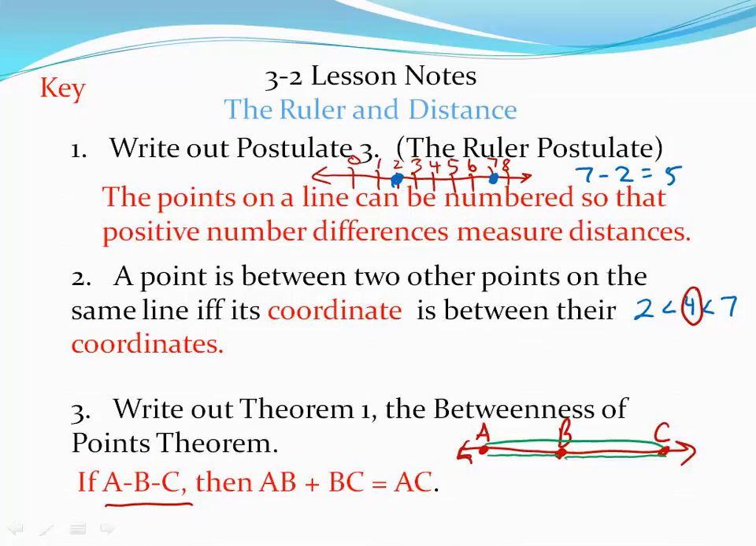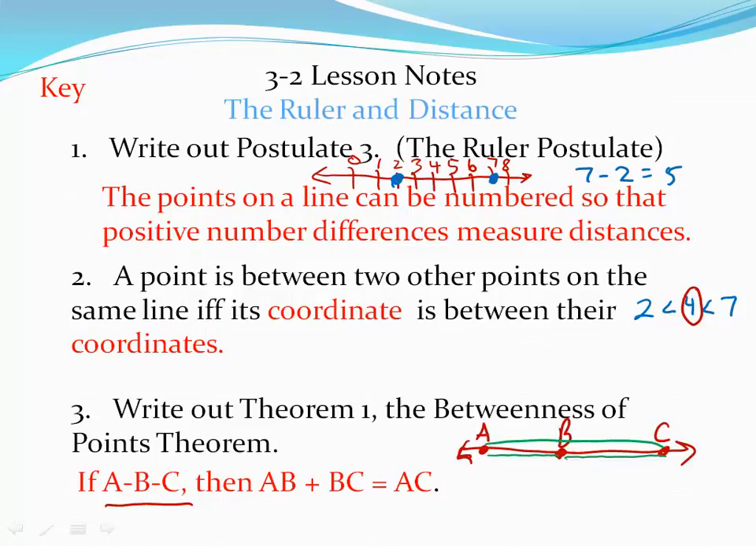So you see everything that we've got here in this one today. In number 1, writing out postulate 3: points on a line can be numbered so that positive number differences measure distances. And number 2, a point is between two other points on the same line if and only if its coordinate is between their coordinates, demonstrated mathematically as 2 is less than 4 is less than 7. And write out theorem 1, the betweenness of points theorem: if B is between A and C, then AB plus BC equals AC.